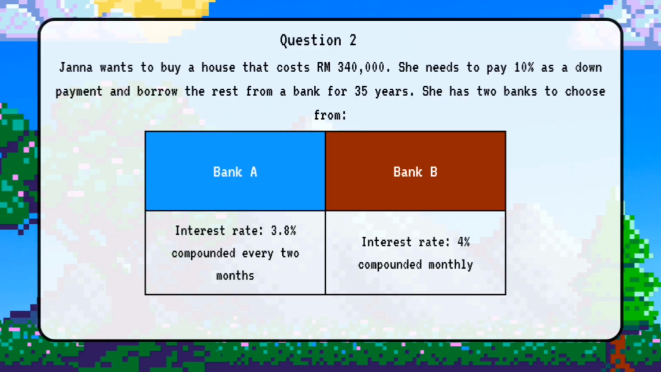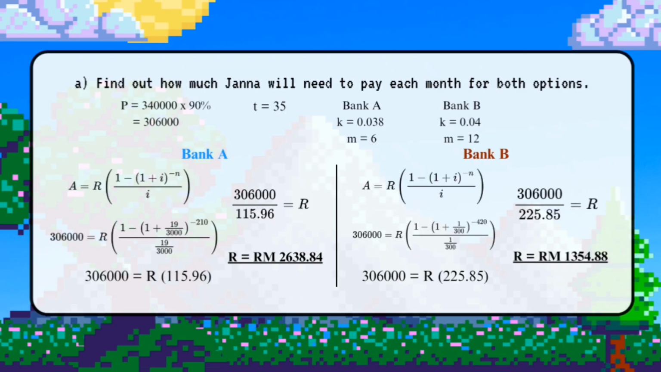Okay, for question 2, part B, Jenna wants to buy a house that costs RM 340,000. She needs to pay 10% as a down payment and borrow the rest from a bank for 35 years. She has 2 banks to choose. Bank A, interest rate is 3.8% compounded every 2 months. Bank B, interest rate 4% compounded monthly. For question A, find out how much Jenna will need to pay each month for both options. P is 306,000 ringgit and 35 years. For bank A, k is 0.038, m is 6. For bank B, k is 0.04, m is 12.